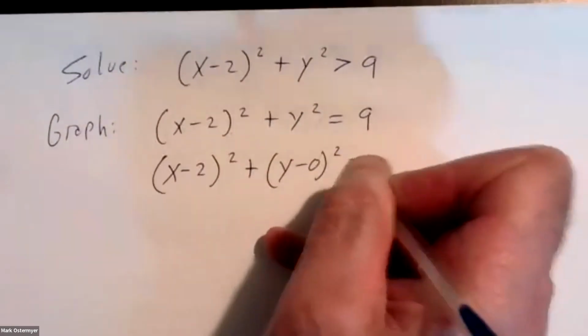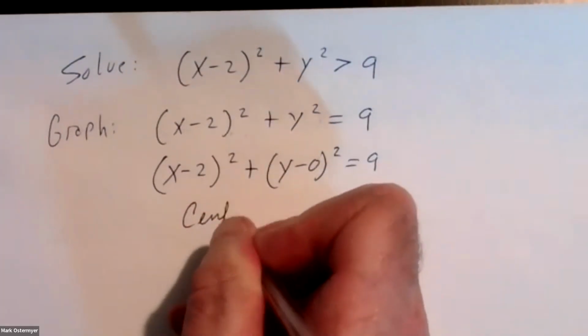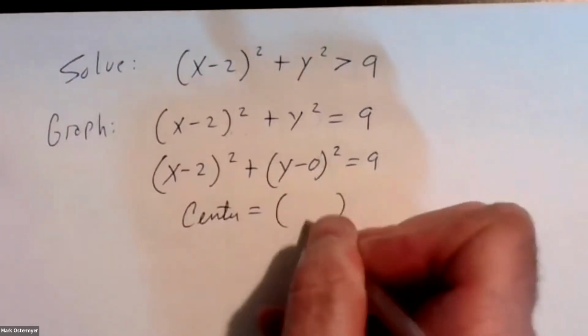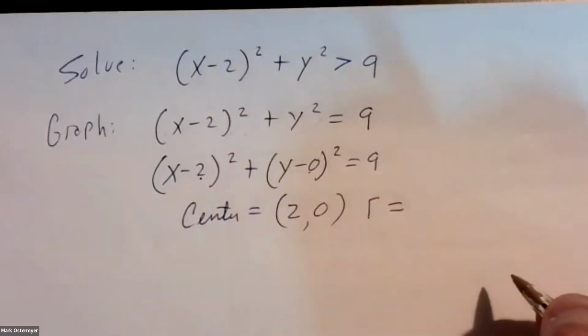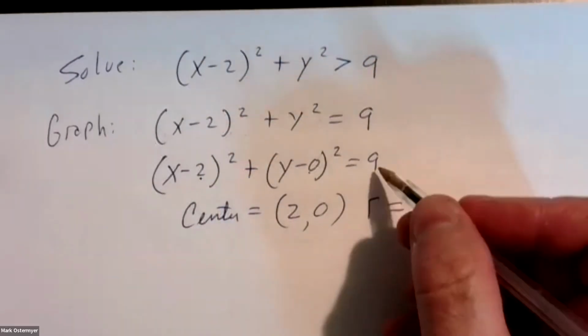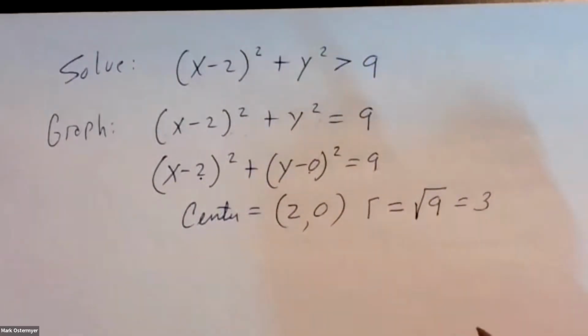Now, where would be the center of this circle? Can anybody help me here? What's the center of this circle? Well, it's literally h, k. Is it like 2, 0? 2, 0. That's the center. And what's the radius of this circle? It's the square root of 9, which is 3. There you go. All right.